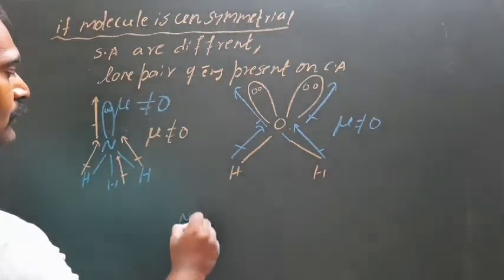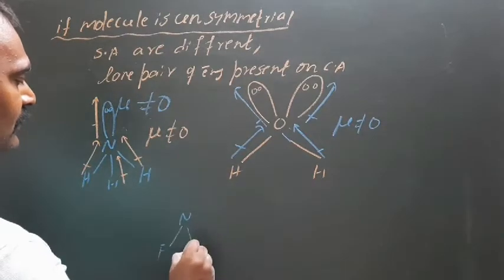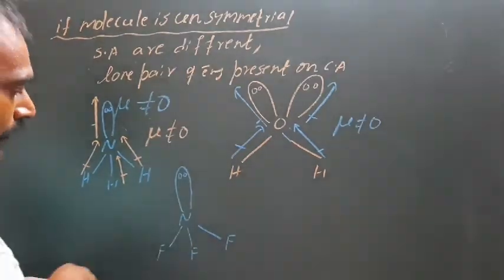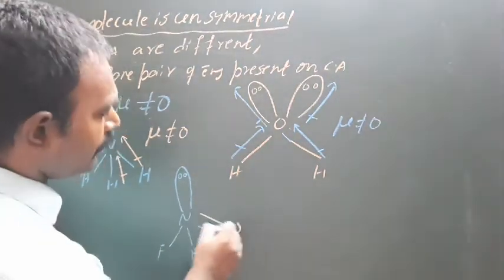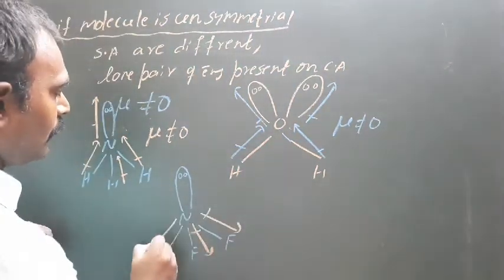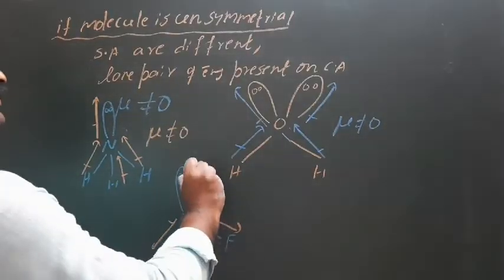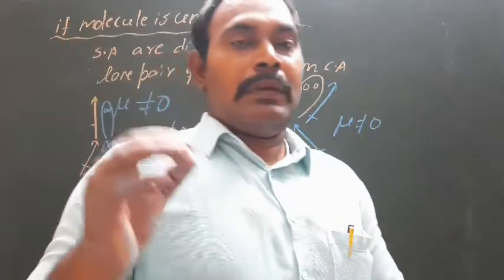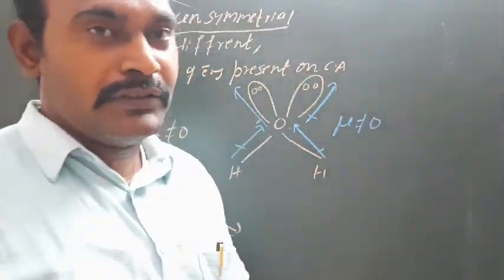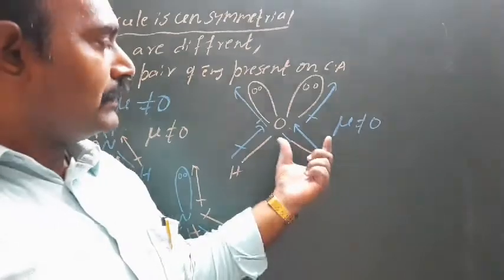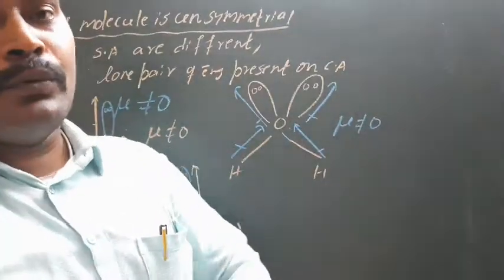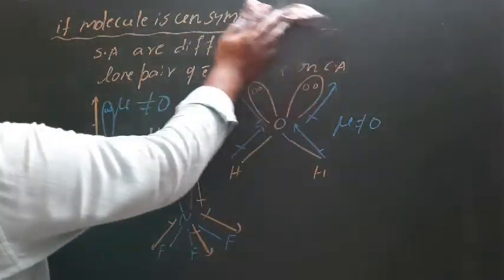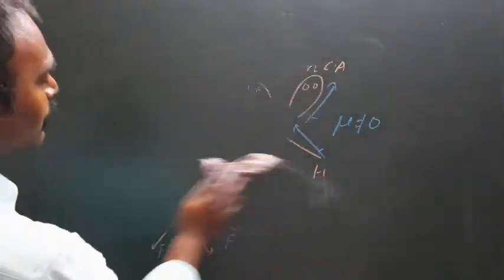Suppose see one more example, nitrogen fluoride. Now see here, fluorine is more electronegative than nitrogen. Then the bond moment is towards the what? Fluorine. Here the lone pair moment is in the other direction. So in the case of unsymmetrical molecules, where the central atom has a lone pair or the surrounded atoms are different, the dipole moment will never be 0. Now we are going to discuss the applications of the dipole moment.